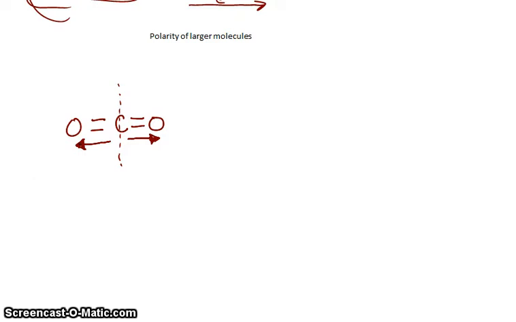Who wins the tug-of-war? The answer is no one wins the tug-of-war. This is a nonpolar molecule. Carbon dioxide is a nonpolar molecule because the atoms' electronegativities cancel out, or let me say it a different way, their pull for electrons cancel out. No one wins the tug-of-war. That's really the key. If you can think of it as tugging, then you can figure out whether it would be polar or nonpolar.